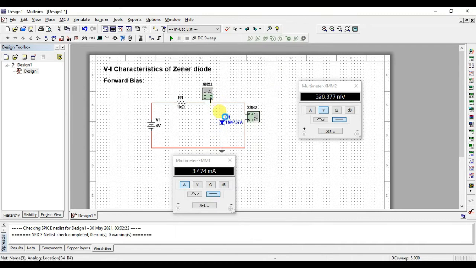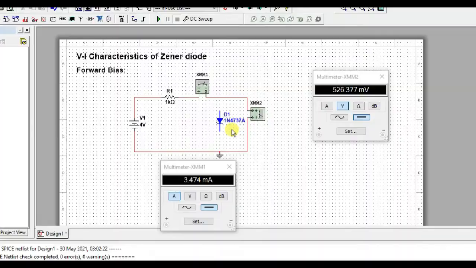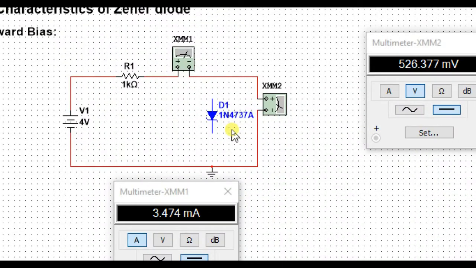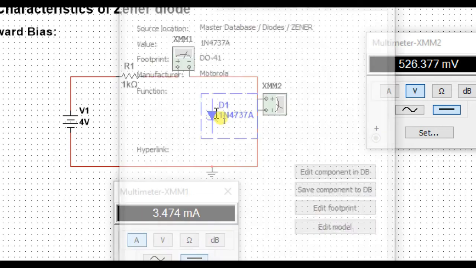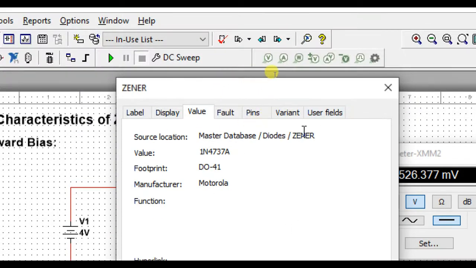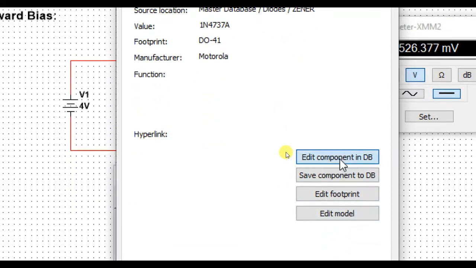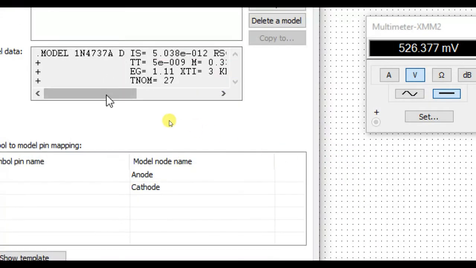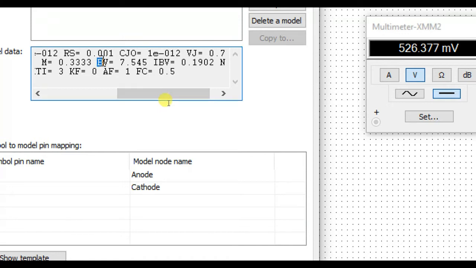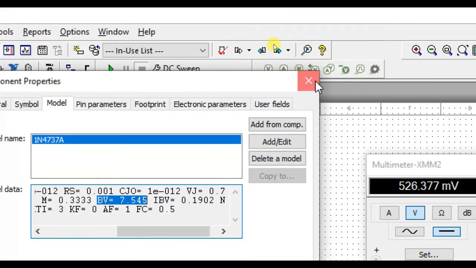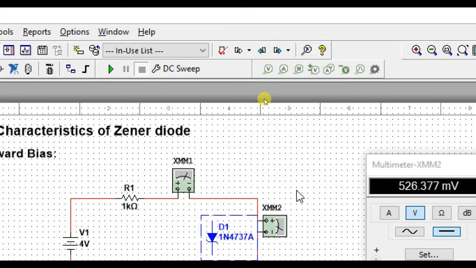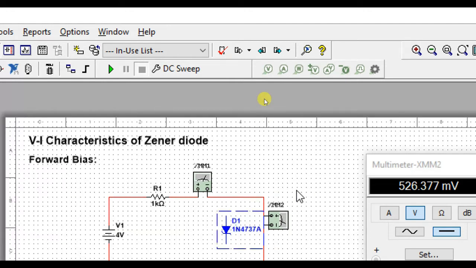So normally for the diode I have taken, that is 1N4737A, in general it has a cut-in voltage and a breakdown voltage. Let us see what is the breakdown voltage for this one. So you can observe here the breakdown voltage is 7.545. This is the breakdown voltage of this 1N4737A Zener diode.